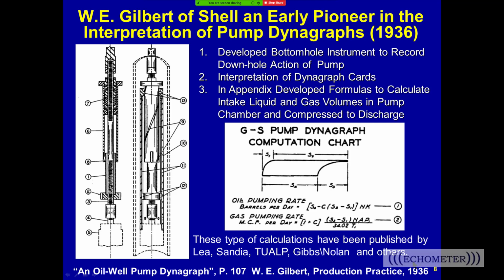And as part of this paper that was published in 1936, he explained how you'd calculate how much liquid and how much gas are inside the pump. So this idea has been around for a long time, and I didn't do it exactly the same way Gilbert did, but a lot of people have done this. So there's Jim Lee at Sandia and Tulsa University Artificial Lift Projects, and Gibbs and Nolan published, and other people have published calculations similar to what Gilbert published. And so it's been around for a long time.